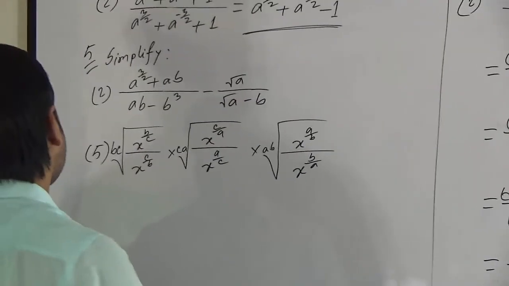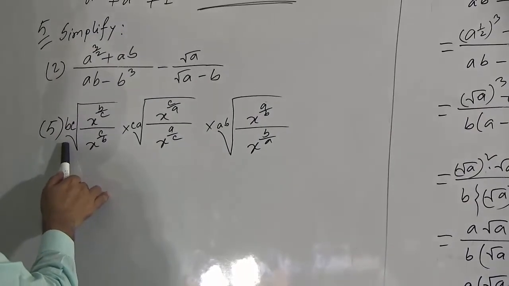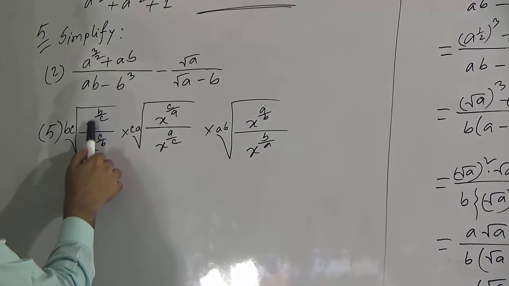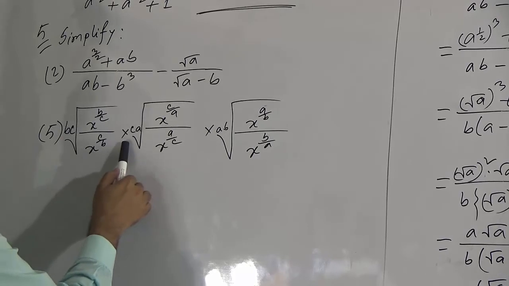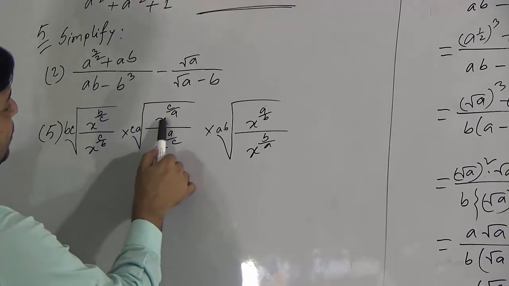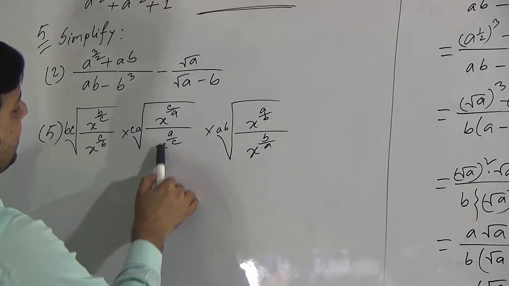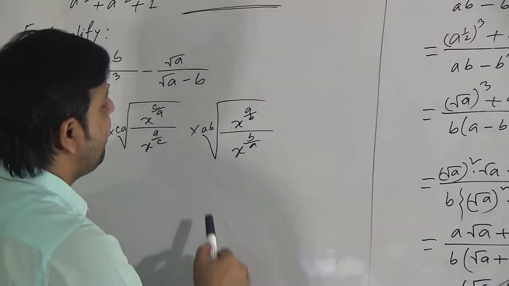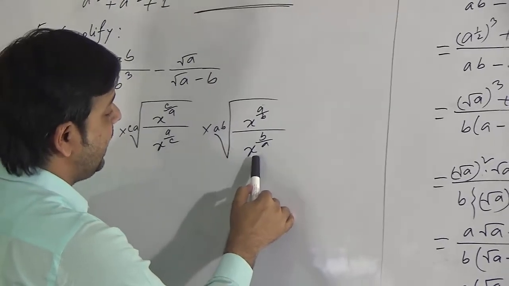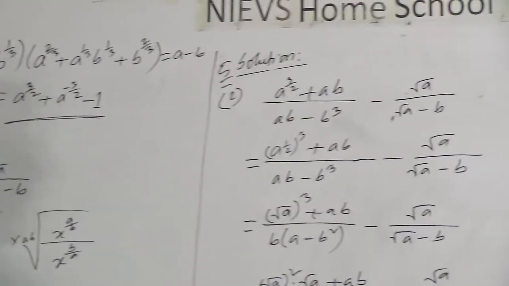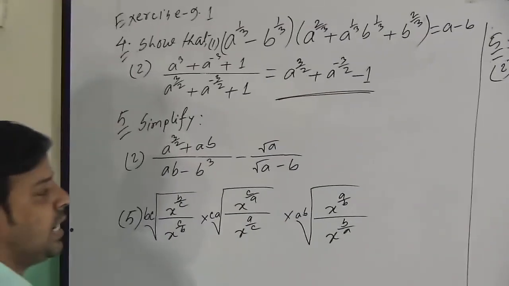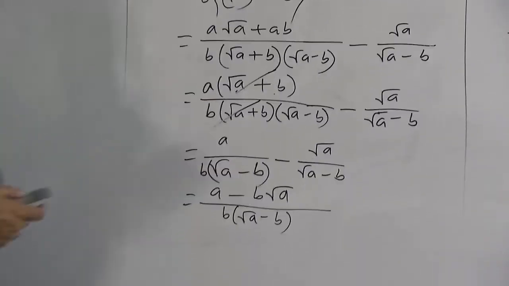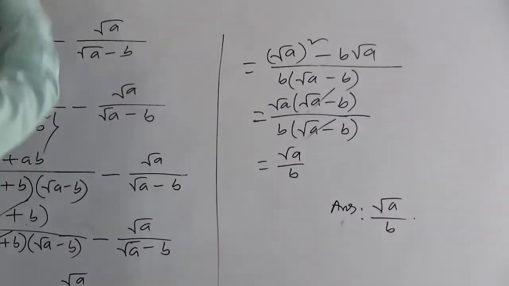This is bc root of x to the power b by c by x to the power c by b into cth root of x to the power c by a divided by x to the power a by c into ath root of x to the power a by b divided by x to the power b by a. We can solve this question as we have to simplify, so we have to write the expression.